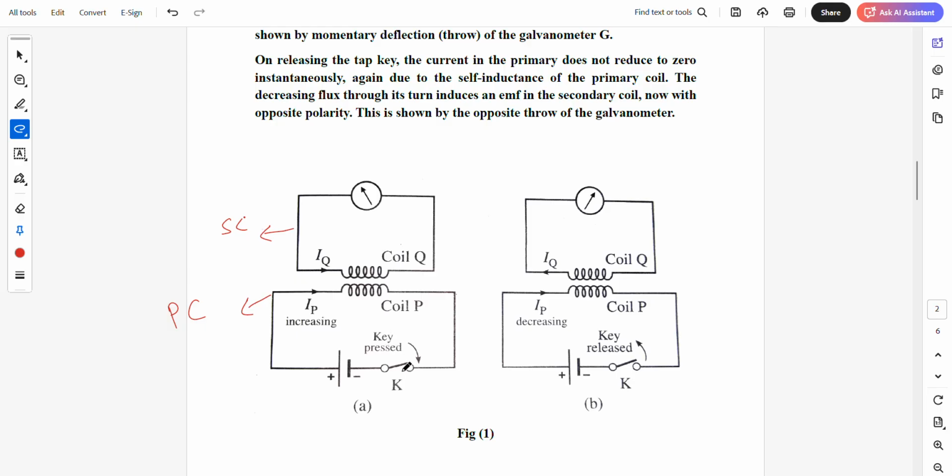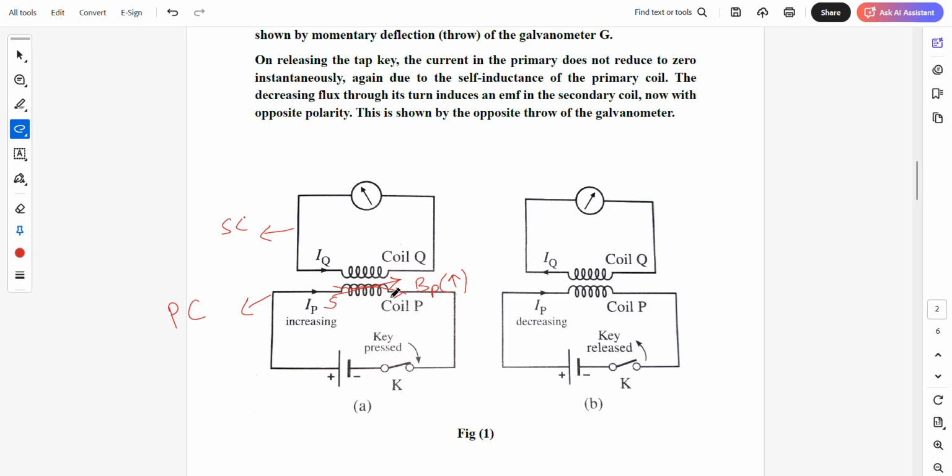Okay, when key is pressed, IP is increasing. If IP is increasing, what happens here? There will be a development of magnetic field. Okay, that is BP, the magnetic field developed in primary coil. And which is increasing. Why? Because IP is increasing. So this is in the clockwise direction.